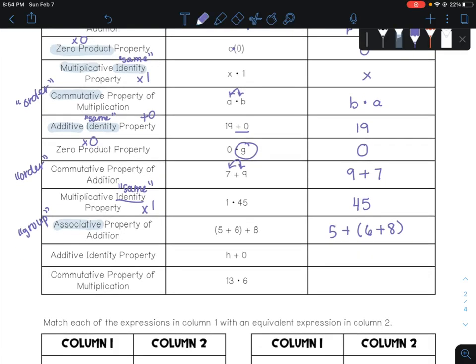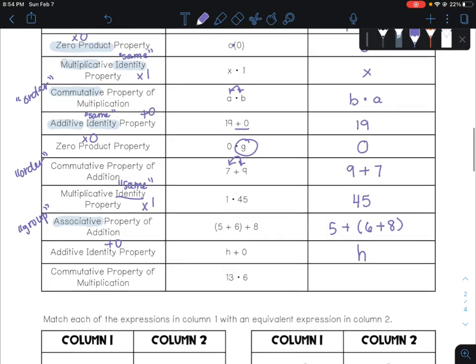Additive identity property again for this one. Remember, we add 0. Adding 0 changes nothing. It doesn't matter that I don't know what H is. It's still going to stay as H. It could be 100, it could be 2, it doesn't matter. H plus 0 is H. Commutative property of multiplication. One last time. This changes the order. So 13 times 6 is the same as 6 times 13.